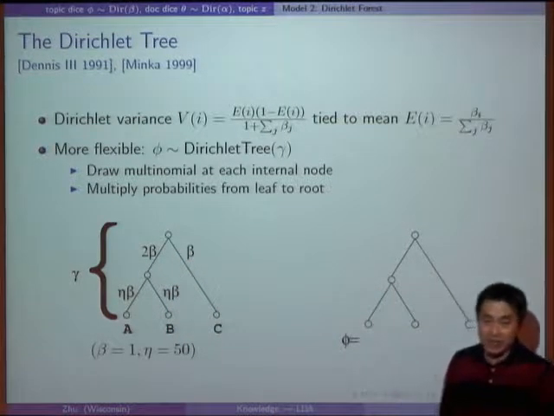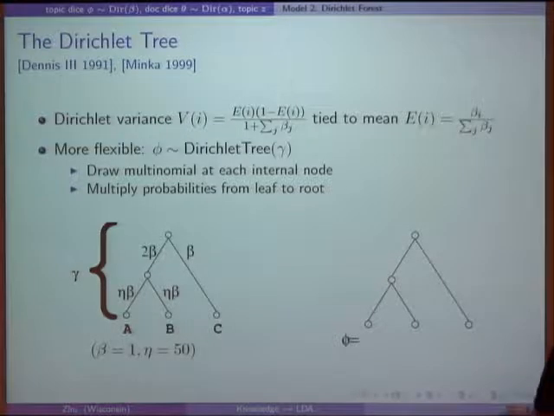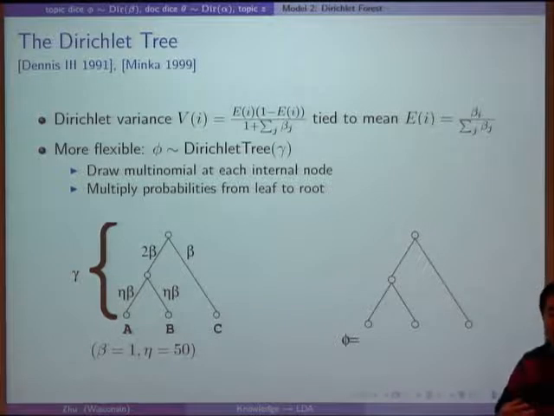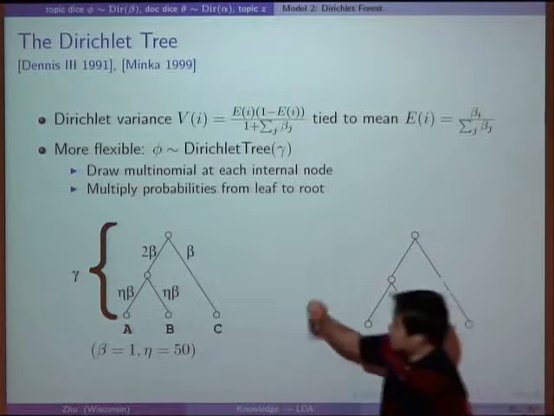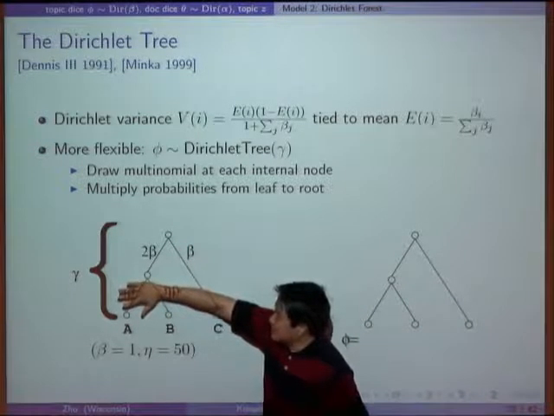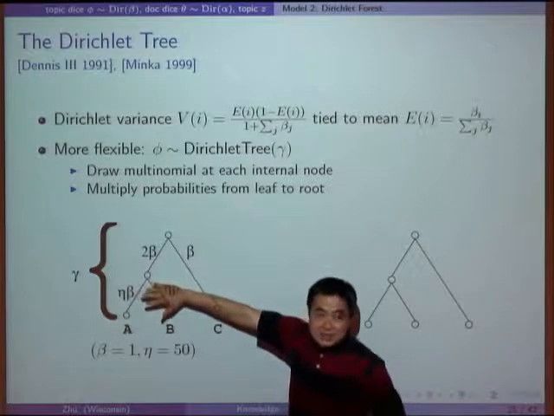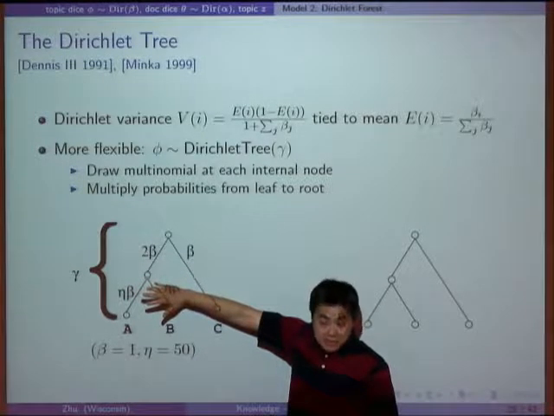So let's imagine we have a tree like that. The way you generate a multinomial distribution from a Dirichlet tree like this is the following. You start from the root, and you don't look at the subtrees. You just look at its children's weights and treat that as a Dirichlet distribution.